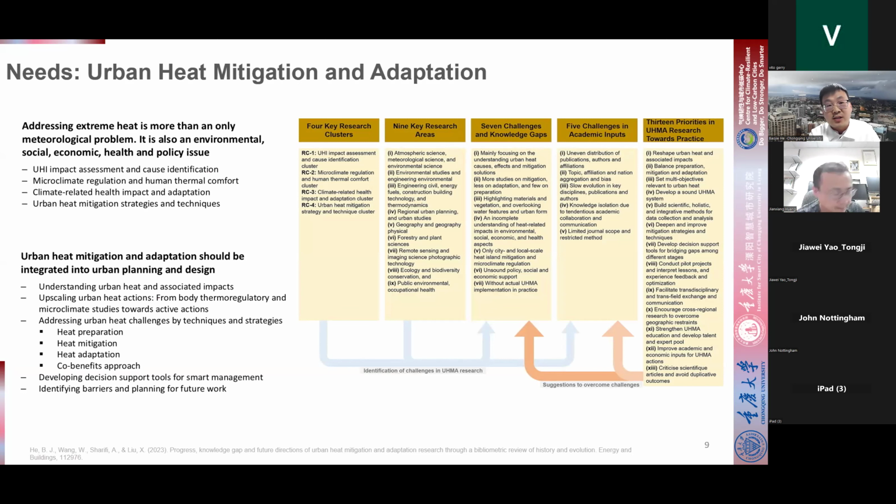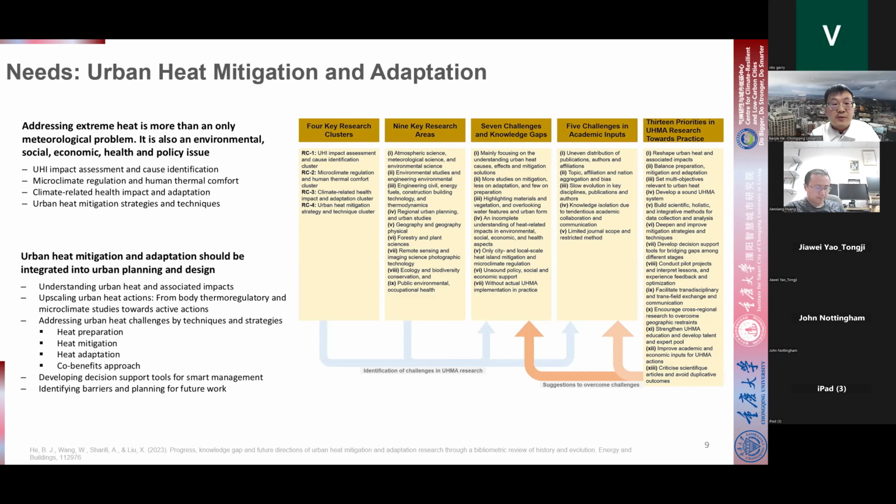But what's the progress on urban heat mitigation and adaptation? We have done a literature review of the studies of urban heat mitigation and adaptation in the past 30 years. We found that urban heat studies have been focusing on urban heat island impact assessment and cost identification. Many scholars are also working on microclimate regulation and human thermal comfort assessment or modeling. In atmosphere research and occupational health studies, they are working on climate-related health impact and adaptation. Some researchers in Australia and America are working on the development of mitigation strategies and techniques. But we believe that's not enough to enable planners and designers to implement urban heat mitigation and adaptation.